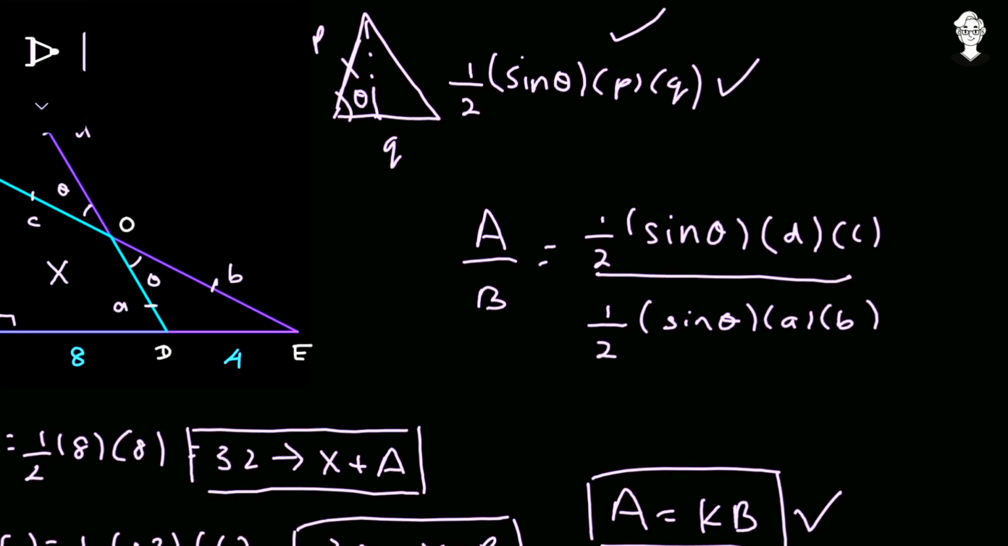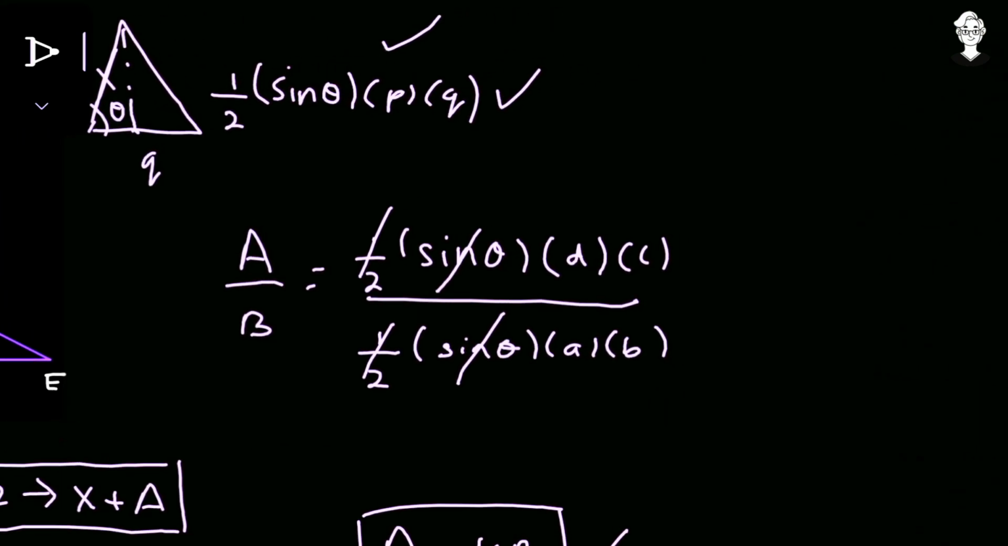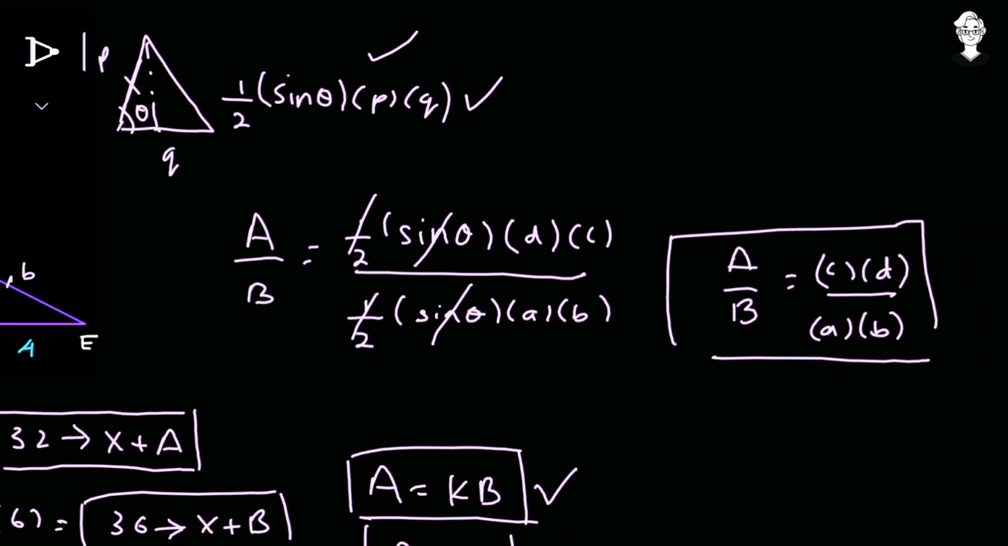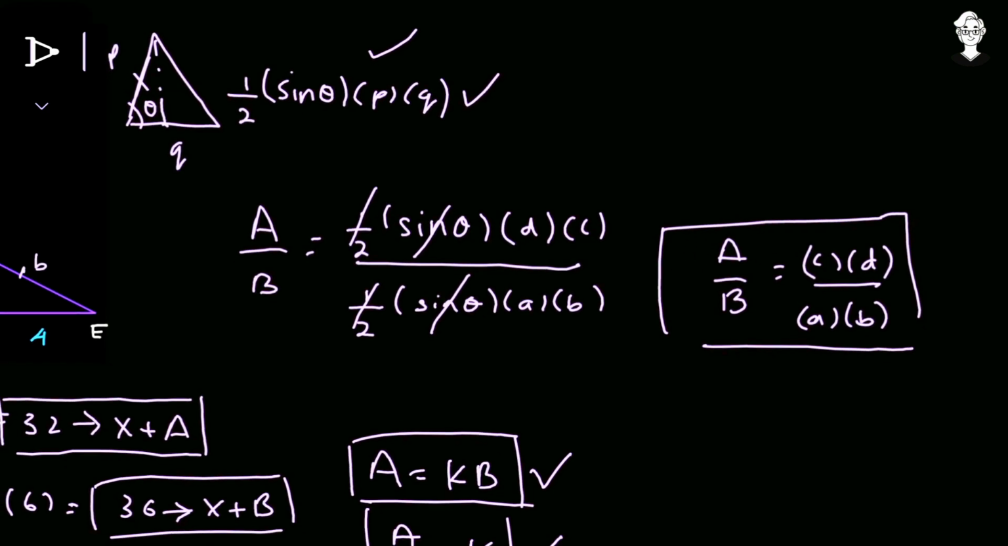Using this formula these two came. So from this, the good thing was that half and half, sine theta and sine theta got cancelled out. So we got that A upon B is equal to c into d upon a into b. This was nice, but c and d, a and b were not getting cancelled out. We are obtaining a and b in again some kind of variable. So now how can we cancel them out?